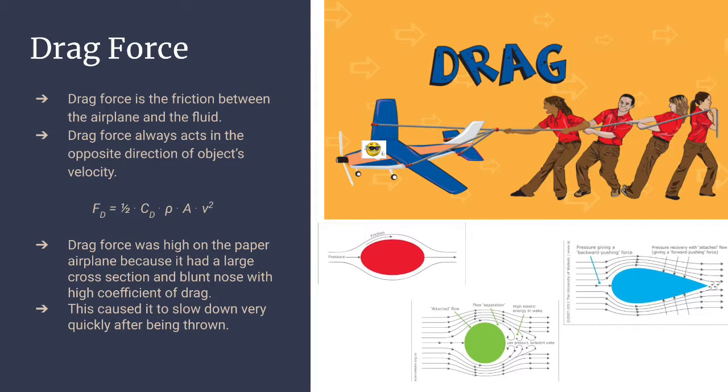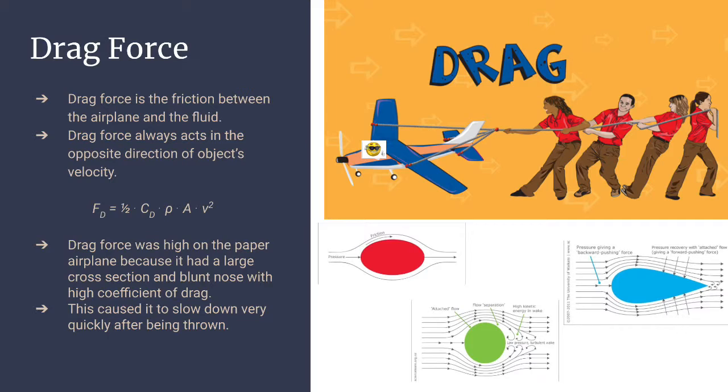Drag force is equal to 1/2 times c sub d times rho times a times v squared, where c sub d is the coefficient of drag, rho is the density of the surrounding fluid, a is the cross-sectional area of the object, and v is the velocity that the object is moving. As you can see, the velocity has a greater influence on the overall drag force than any other component inside the formula.